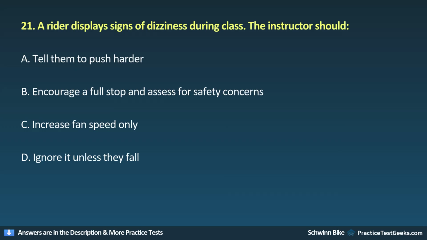21. A rider displays signs of dizziness during class. The instructor should A. Tell them to push harder, B. Encourage a full stop and assess for safety concerns, C. Increase fan speed only, D. Ignore it unless they fall.